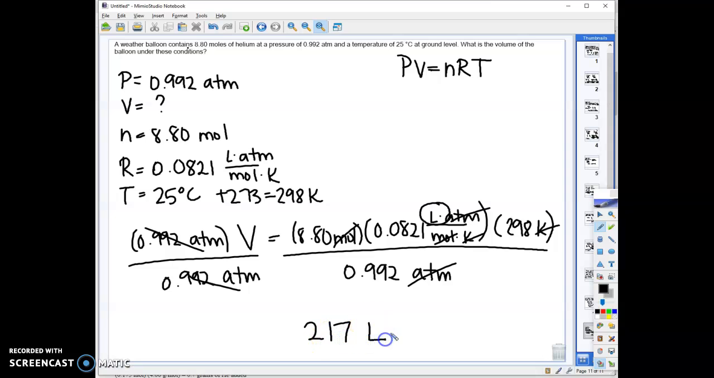217 liters. And I see that I need 3 significant digits. I'm going to look at this number and this number. We do not consider our R value here when we look at sig figs, or our temperature, so we'll use 3 sig figs. So my answer is 217 liters. In this one, we can't really ask if it makes sense. We only do that with the others.